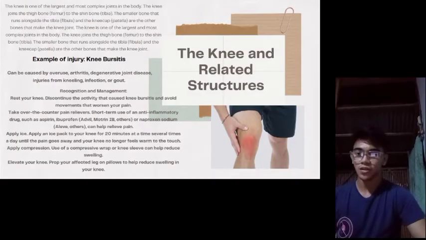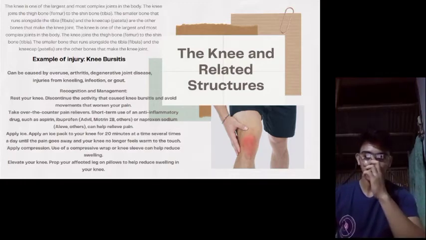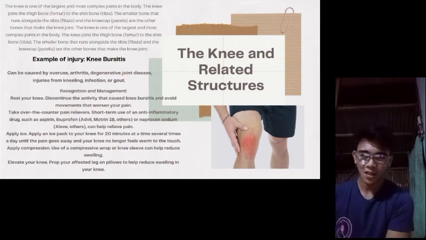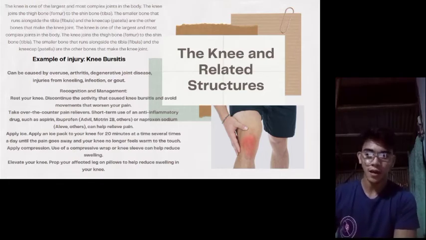The knee and related structures. The knee is one of the largest and most complex joints in the body. The knee joins the thigh bone, or femur, to the shin bone, tibia. The smaller bone that runs alongside the tibia, the fibula, and the kneecap, patella, are the other bones that make the knee joint. An example of injury here is knee bursitis.